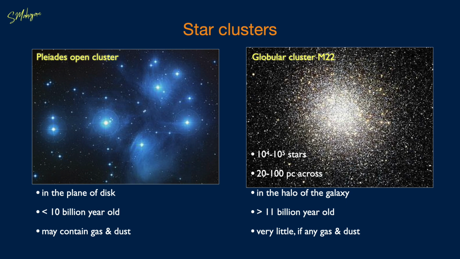Open clusters are young, which means they have young stars and therefore may contain dust and gas produced during star formation. The globular clusters, on the other hand, contain 10 to 100,000 stars, are much larger in size, about 20 to 100 parsecs in diameter, and are located outside the galaxy. Globular clusters are very old systems and hence contain little or no gas and dust. It is important to know about the star clusters because they may sometimes be misidentified as dwarf galaxies.